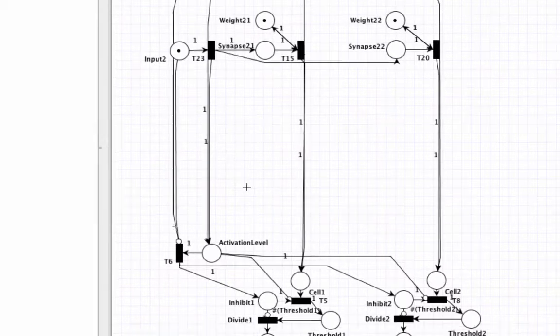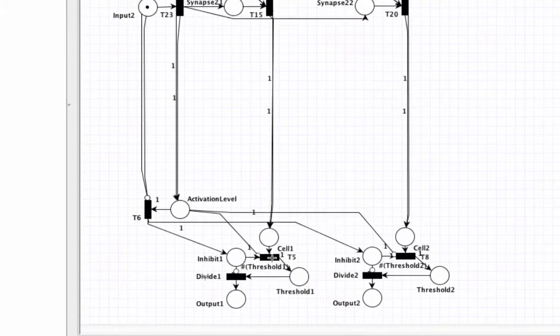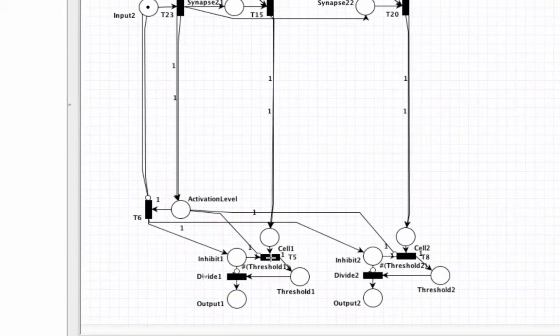So let's look at one in a little more detail down here. Let's look at this horizontal transition where my cursor is. By the way, there's no significance to the distinction between horizontal and vertical or even angled transitions. It's just for the convenience of the layout of the PetriNet visually. So this particular horizontal transition has 2 excitatory inputs from cell 1 on the inhibit 1 place, and 1 inhibitory input from activation level. What that means is if activation level has 1 or more tokens in it, then that transition won't fire regardless of the state of its other inbound places.